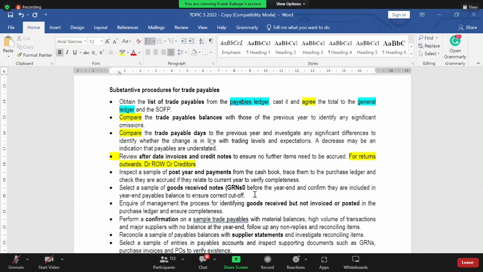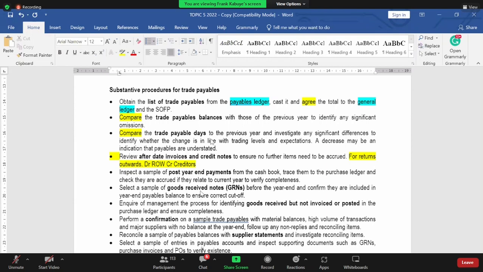Then you get GRNs before year end and confirm they are included in their end payables. Whenever we receive goods before year end, we must include them. Those goods, even if we haven't paid for them, are for the current year, so they should be included. So as an auditor, you get a sample of these GRNs from before year end, and check that they have been included in the payables. Those goods have already been purchased on credit.